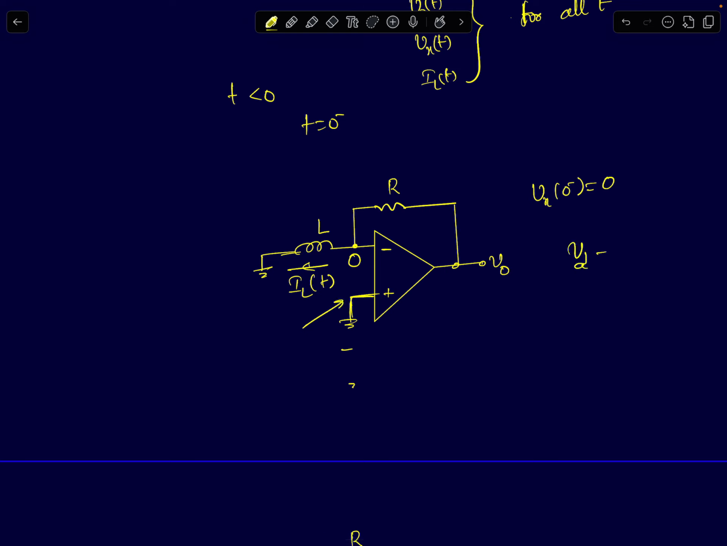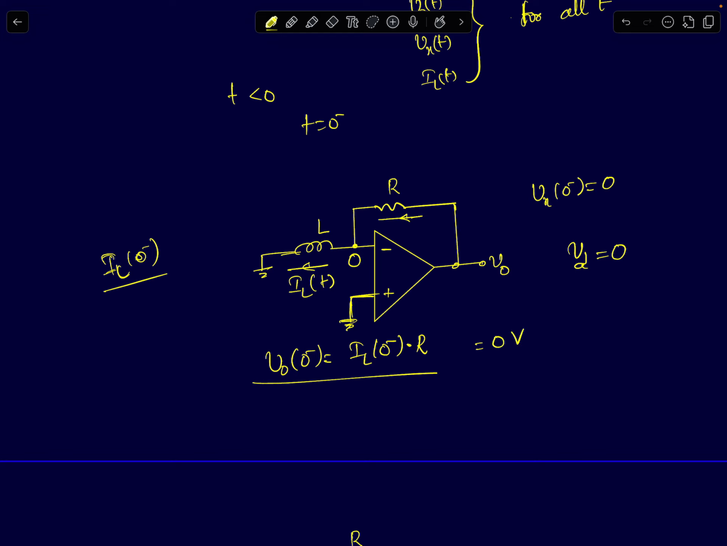The differential input to the op amp is 0, and we said even though the differential input is 0, for an ideal op amp with saturating characteristics, the output voltage can be anywhere between minus 15 and plus 15. We already said that. And you need to know the initial condition of the circuit. So here IL of 0 minus is given to be the initial current flowing through the inductor. So the output voltage V naught of 0 minus will simply be IL of 0 minus times R. If you assume IL of 0 minus is 0, then that will be simply equal to 0 volts.